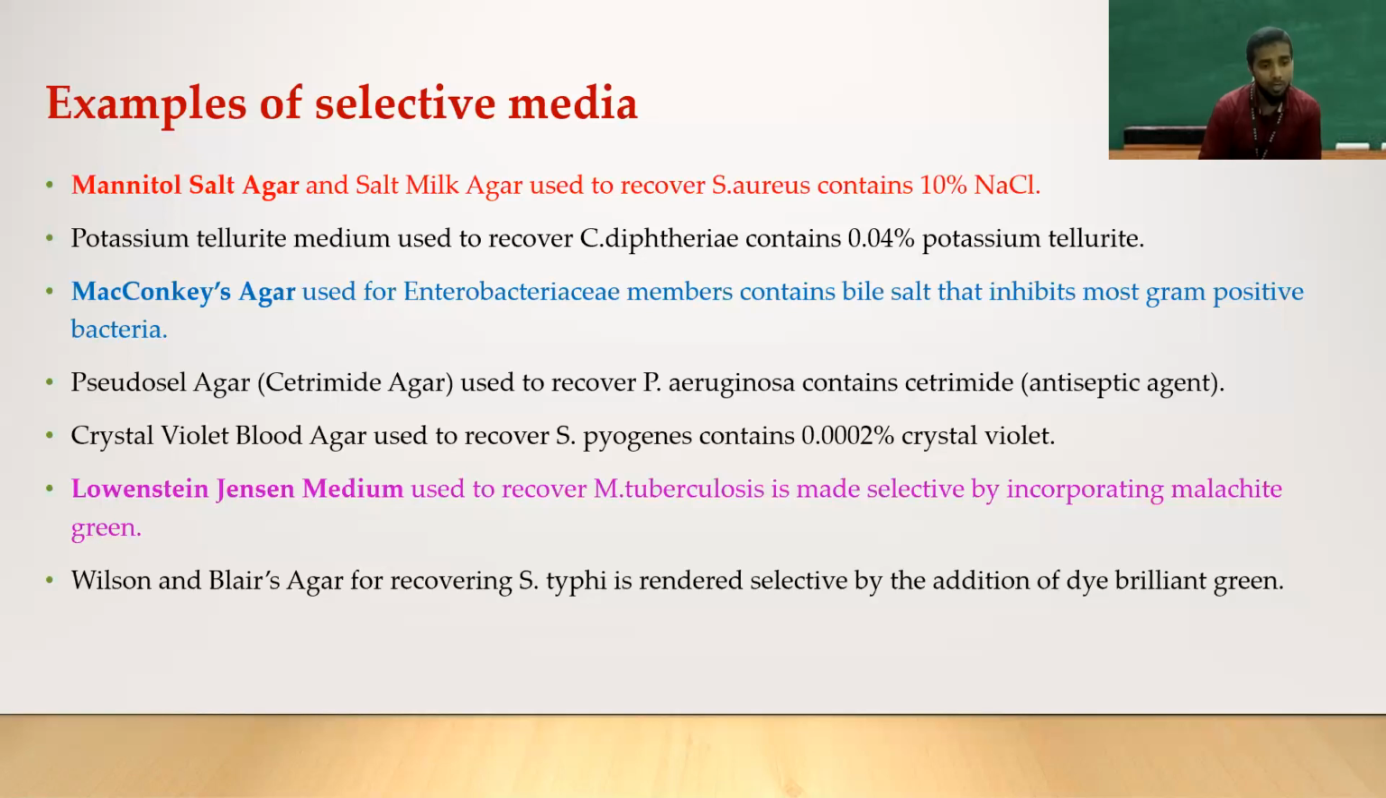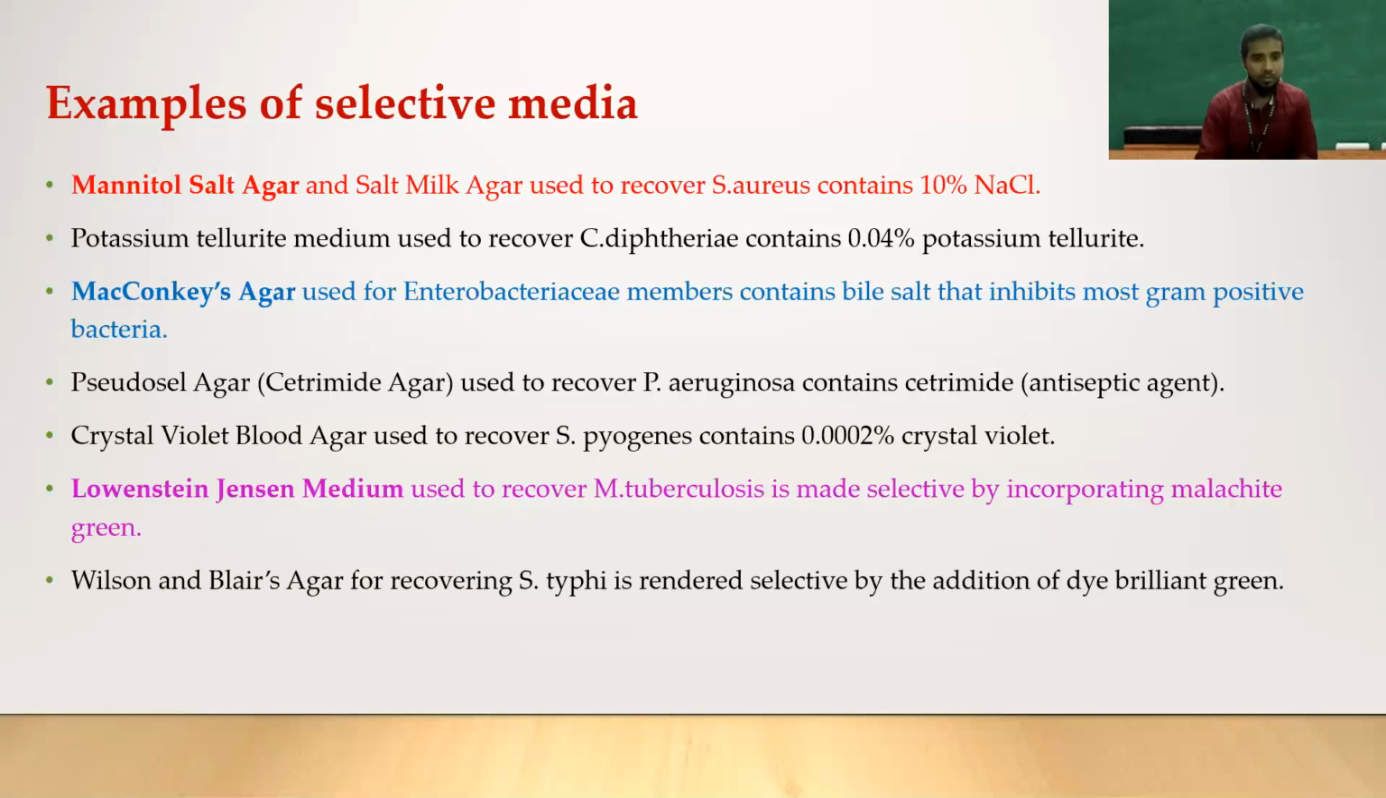Next is crystal violet blood agar, used to recover Streptococcus pyogenes, and it contains 0.002% crystal violet. Basically, you might have seen what crystal violet is. It is blue in color, and if you have an aquarium at home, you add some blue solution within the tank so that the water doesn't get contaminated. What is that blue color? Sorry, that is methylene blue. Similar to that is crystal violet. The 0.002% crystal violet present helps in recovering Streptococcus pyogenes.